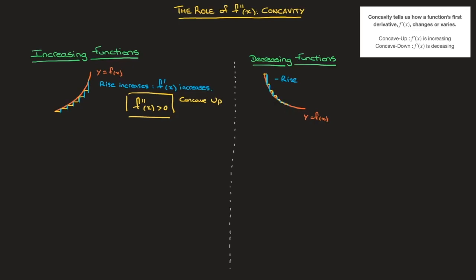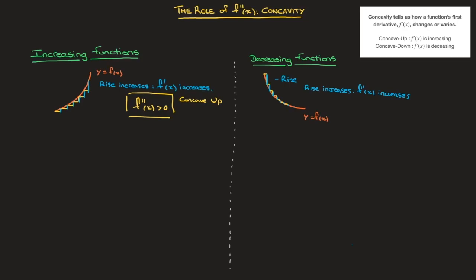So in the same way that negative 2 is bigger than negative 3, which is bigger than negative 4, and so on, the rise of the steps as we go from left to right here is in fact increasing. And so just as before, I could go ahead and say that the rise increases, and therefore, the first derivative, f dash of x, is actually increasing. So I'll just write f dash of x increases.